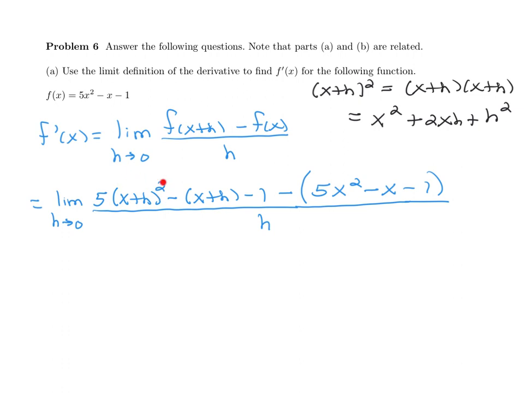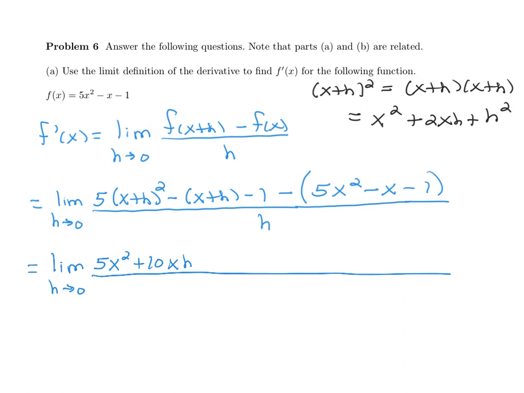So here I have x plus h squared times 5. I'm just going to take this expression and distribute a 5 to every single term: 5x squared plus 10xh plus 5h squared. So my next step will be, this is the limit as h goes to 0 of, again we'll have this giant fraction, 5 times x plus h squared, which is 5x squared plus 10xh plus 5h squared.